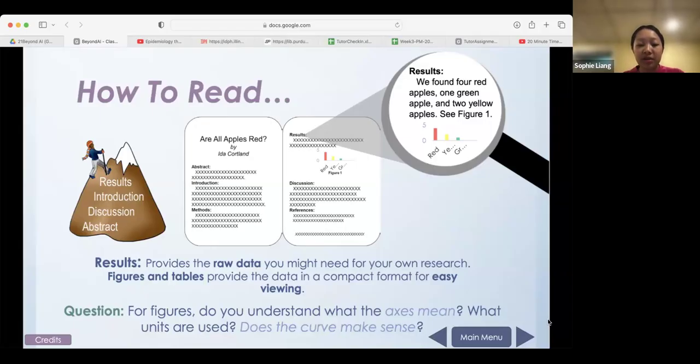And then for this section, ask yourself, for figures, do you understand what the axes mean? So like the x and the y axes. Sometimes you would have like a cube, so you have an x, y, and a z axes. So make sure you know what all of them stand for so you can know what you're comparing, what units are used, and does the curve make sense?